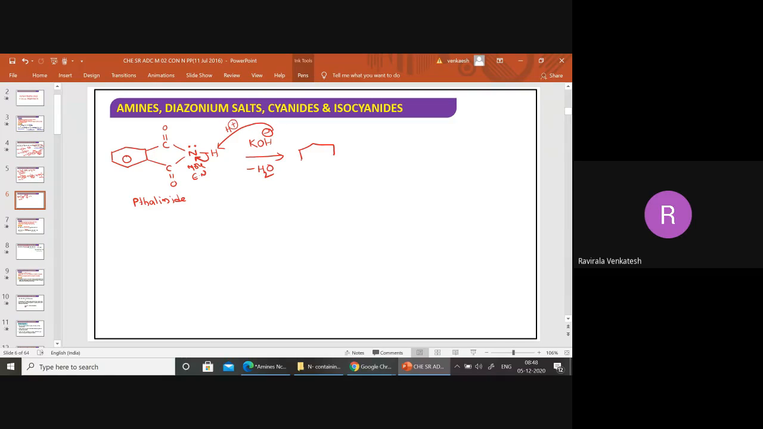Now, what will be the remaining one? Observe this: C double bond O, C double bond O, and we get N minus. Why do we get N minus? Because the two bonding electrons are taken by nitrogen, and H is released as H plus, without any electron, and given to OH minus. This is K plus, the counter ion. Wherever a negative charge is there, we get a positive counter ion.